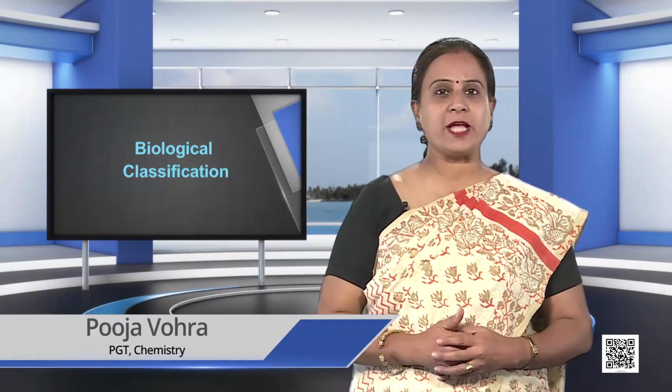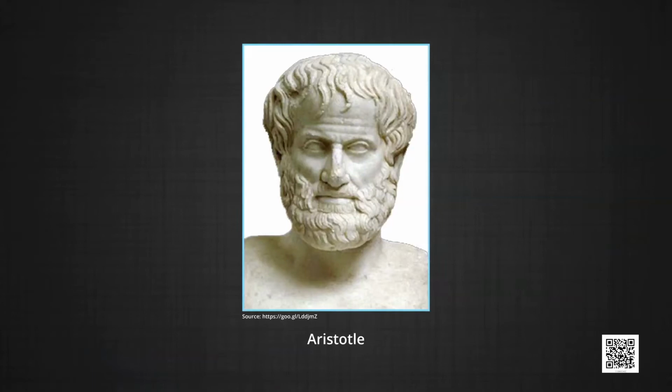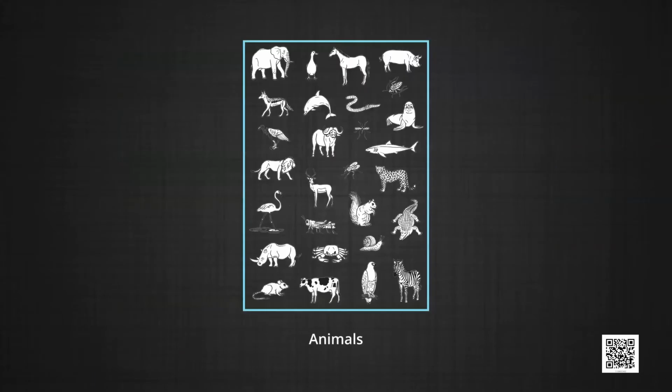Biological classification. Biological classification is the classification of organisms on the basis of their morphological, physiological and some other relationships. Classification is required for the systematic study of organisms on the basis of their similarities and dissimilarities.